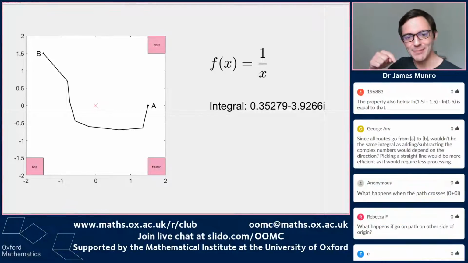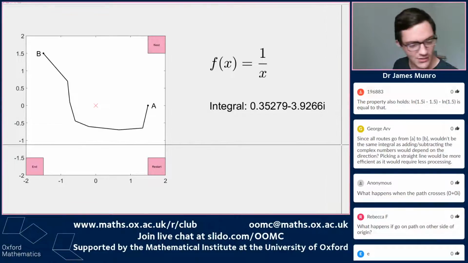Somebody wants me to cross the origin. If the path crosses 0 plus 0i, then things go pretty badly wrong, because my poor computer tries to do 1 over 0 when it works out the function at 0. Two rules of the live stream are don't swear and don't divide by 0. So I'm trying to avoid the cross so that my computer doesn't divide by 0.